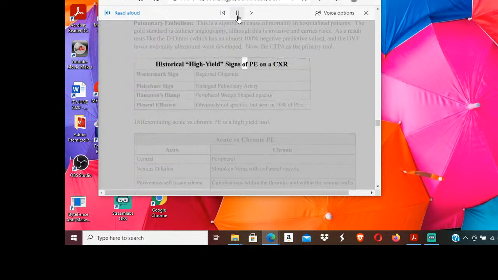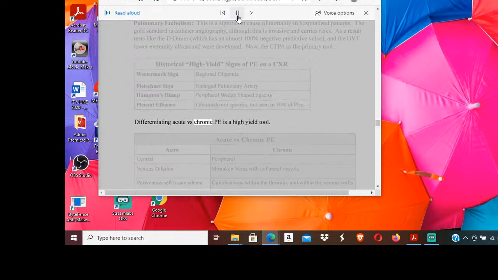Historical high-yield signs of PE on a CXR. Hampton's hump, a peripheral wedge-shaped opacity. Pleural effusion, obviously not specific, but seen in 30% of PEs.